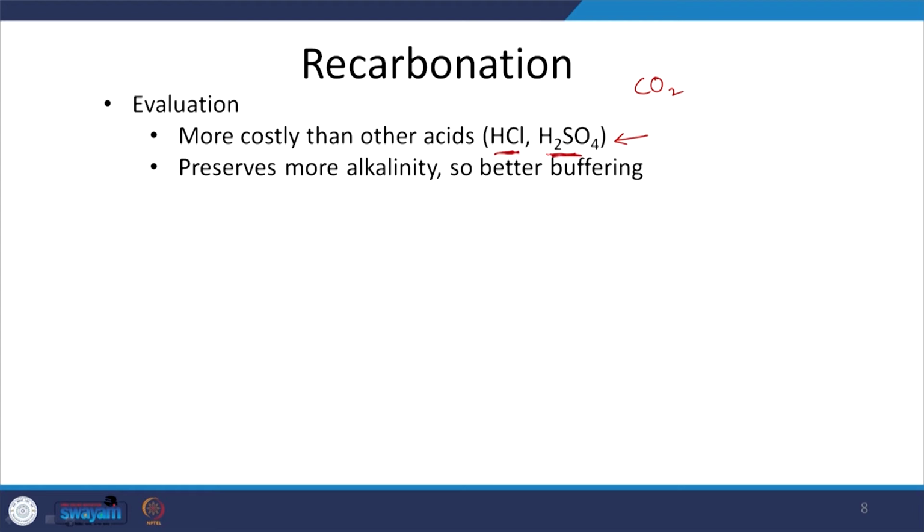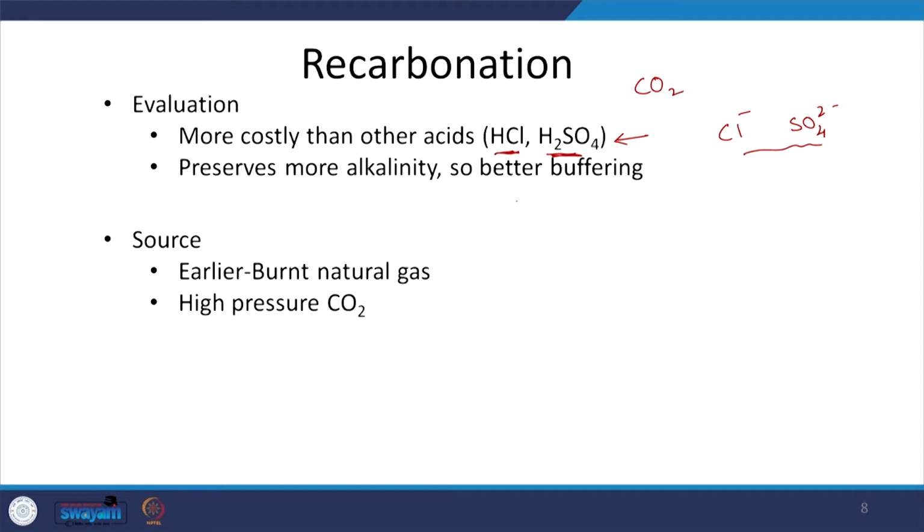Because one thing, TDS will increase, Cl- will stay in the solution, SO4 2- will stay in the solution. That is not something that I want. And also they won't add to any buffering. But by adding CO2, we will have HCO3-. So that's a good way for a buffer, or a good buffer. So that's why we add carbon dioxide, even though it's slightly costlier.